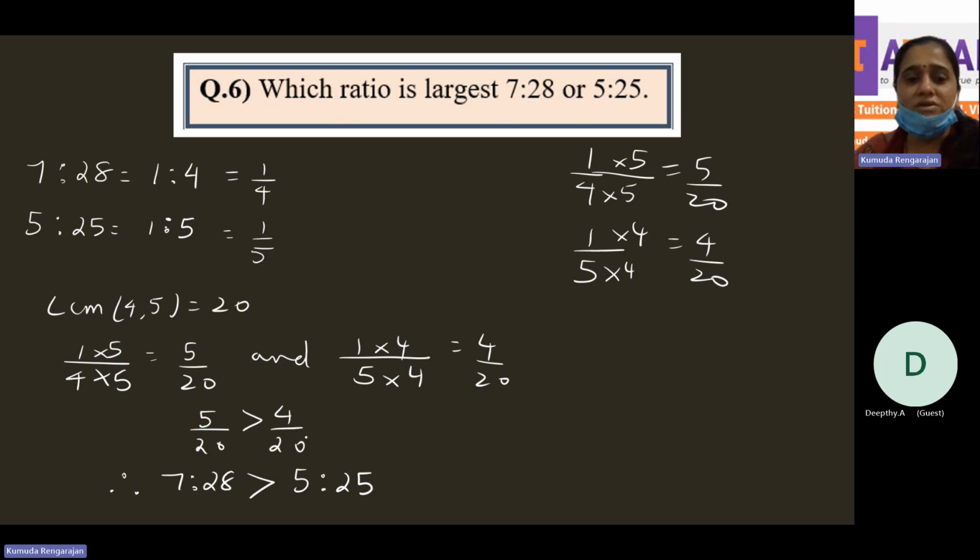Now compare the numerators. 5 or 4, which is greater? 5 is greater. If 5 is greater, 5 by 20 is 1 by 4. And what is 1 by 4? 7 by 28. Correct? So 7 is to 28 is greater than 5 is to 25.